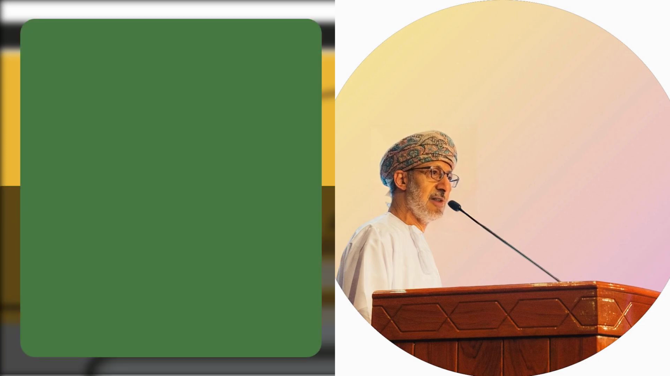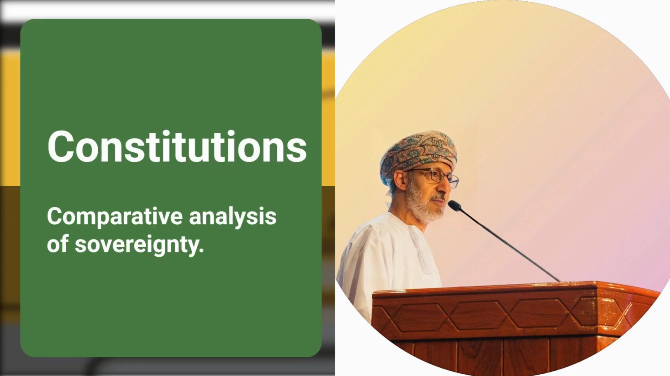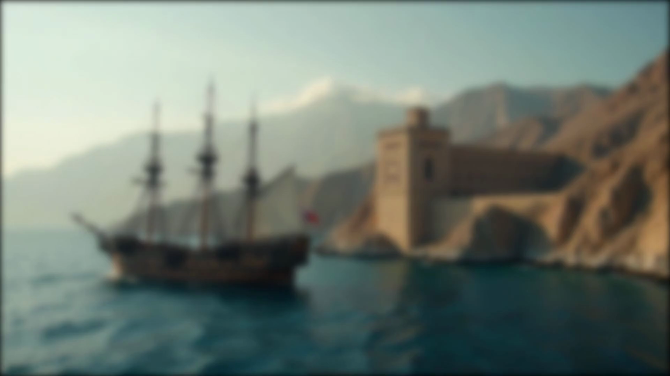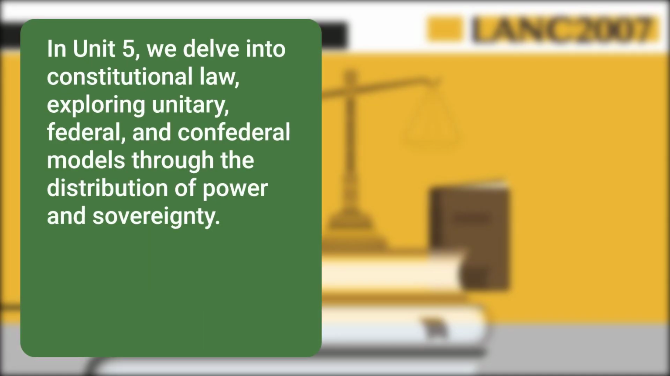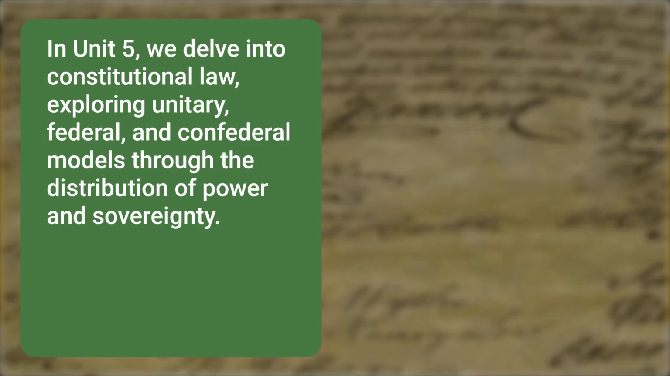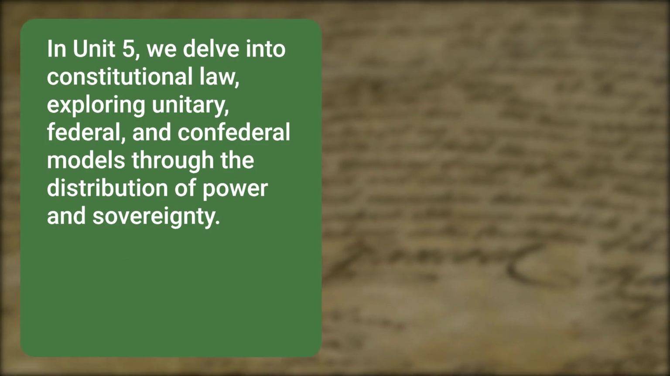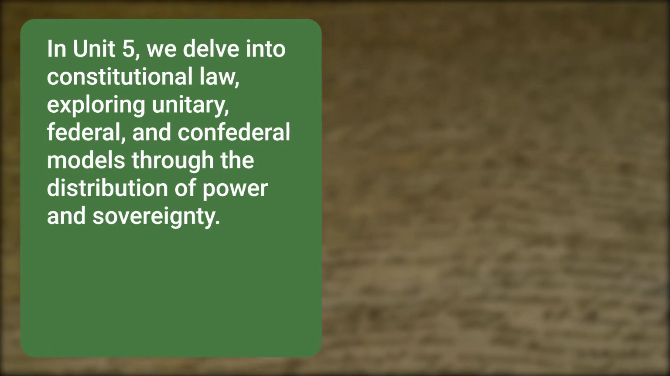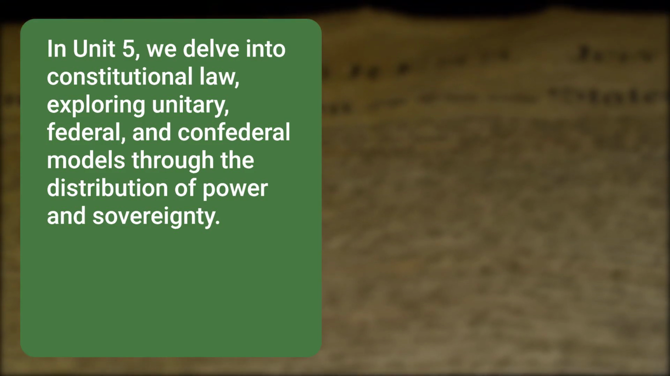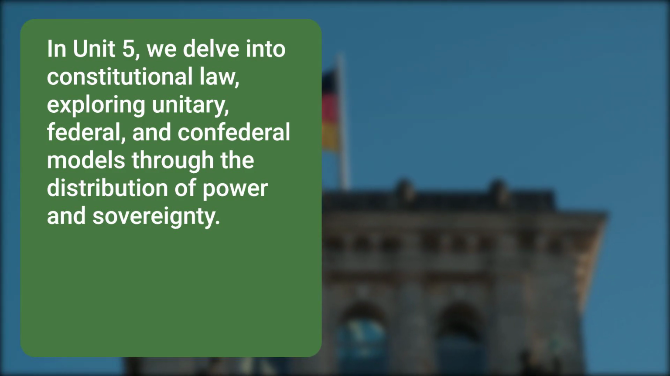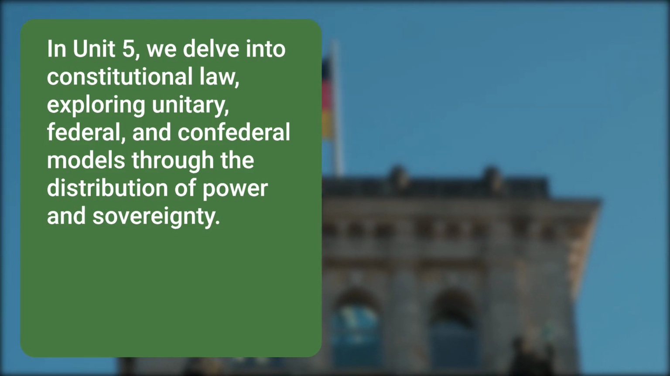Unitary, Federal, and Confederal Constitutions: a comparative analysis of sovereignty. Ladies and gentlemen, welcome to this continuation of constitutional law in Unit 5 of the Lank 2007 coursebook. Today, we will explore the three models of constitution, unitary, federal, and confederal, through the lens of sovereignty. In other words, we will examine how power is distributed within each type of constitution.